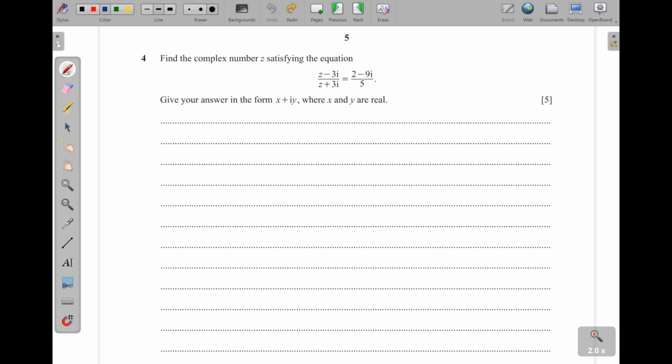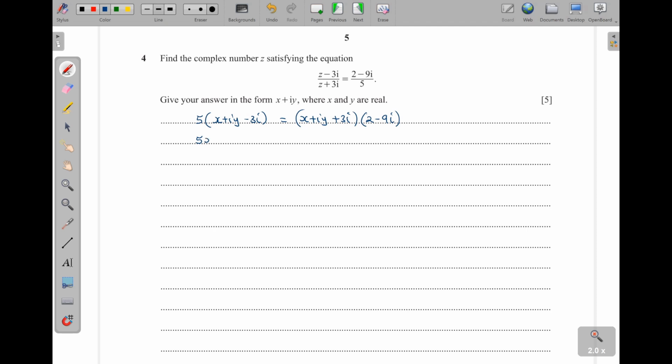Okay. Now, here I can let z be x plus iy, and I can cross multiply here. And then we have 5 into z, which is x plus iy. Then minus 3i. Then this one is going to be equal to z, which is x plus iy. Then there is a plus 3i. Then after that, remember it is this one now times that. So we shall have 2 minus 9i. Okay. Now we can open, actually here I can have 5.